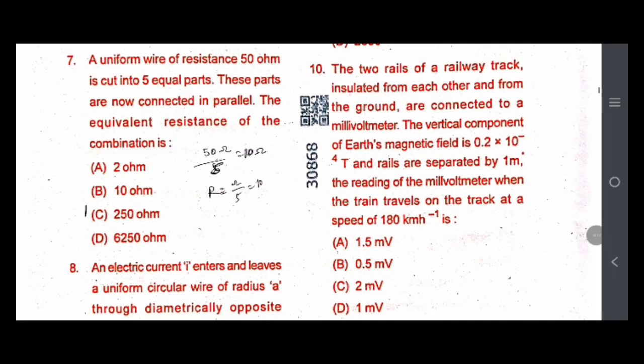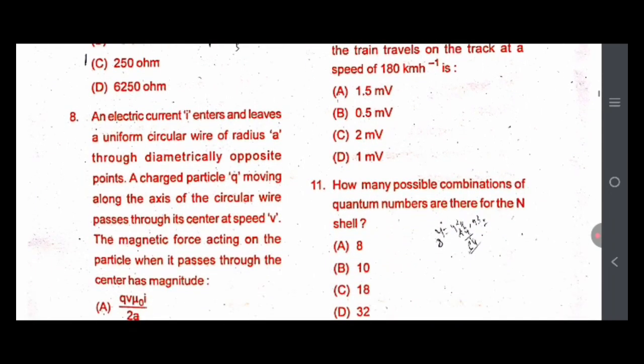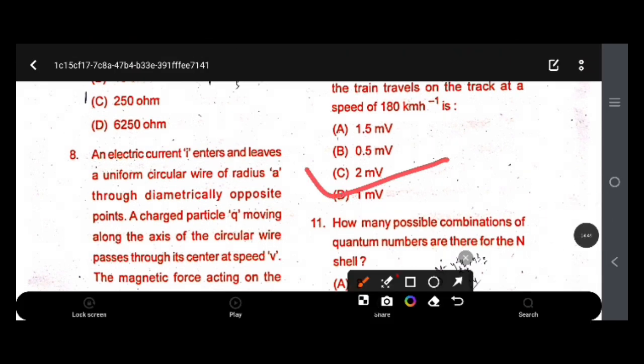Question number 10, the two rails of a railway track, insulated from each other and from the ground, are connected to a millivoltmeter. The vertical component of earth's magnetic field is 0.2 into 10 to the power -4 T and the rails are separated by 1 m. The reading of the millivoltmeter when the train travels on the track at a speed of 180 km/h is, correct answer is option D, 11.